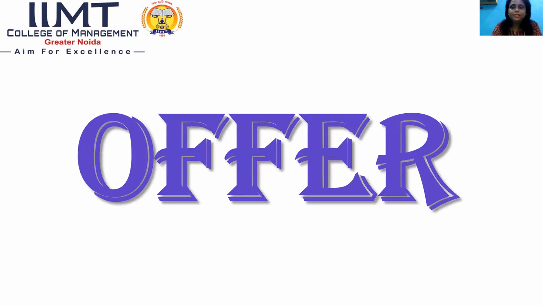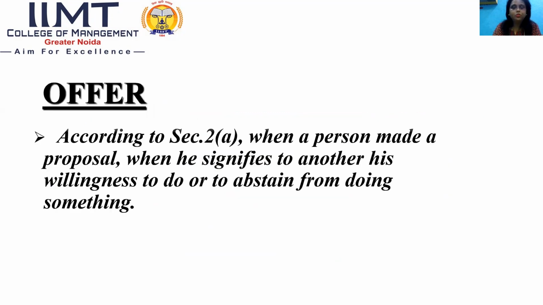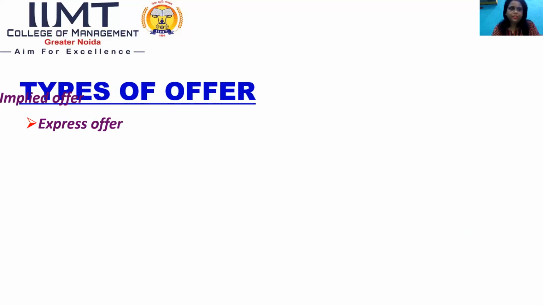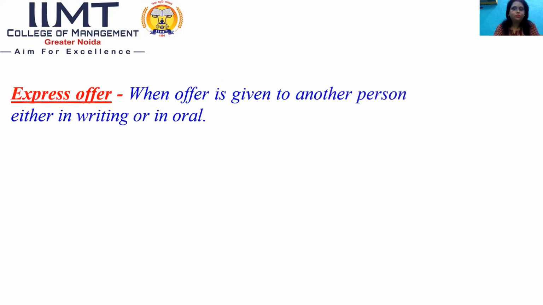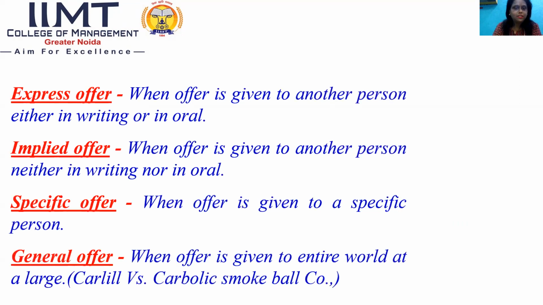So now the topic is offer. What is the meaning of offer? According to Section 2, subsection A, when a person makes a proposal, when he signifies to another his willingness to do or to abstain from doing something, it is called an offer. Here are the types of offer: express offer, implied offer, specific offer, general offer, cross offer, counter offer, and standing offer. Here are the explanations.